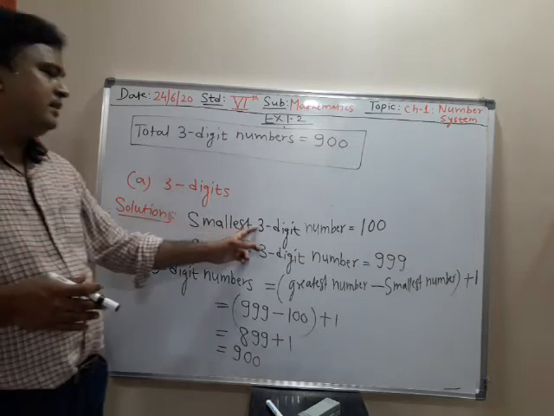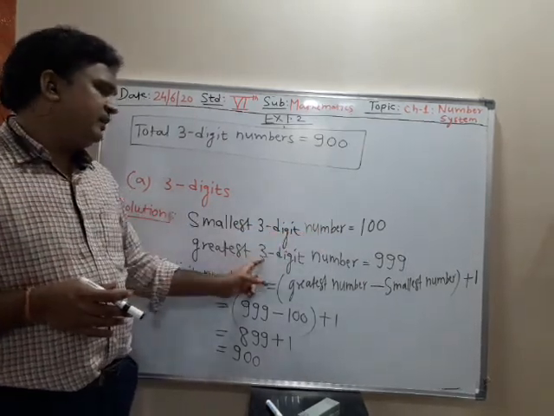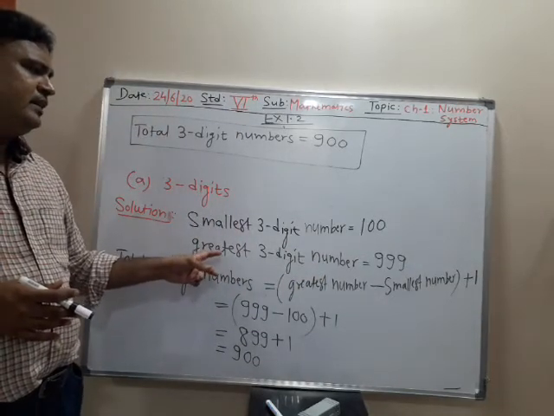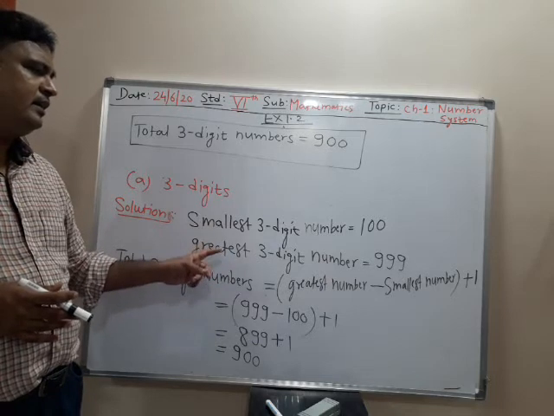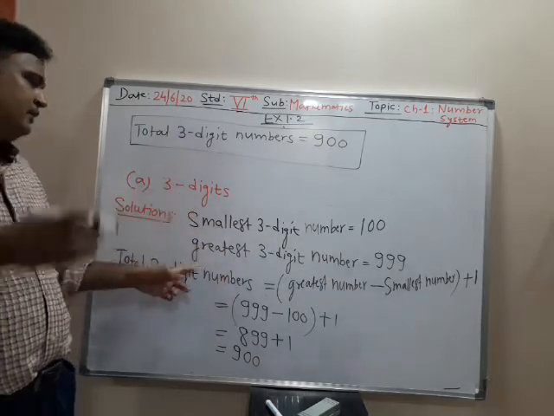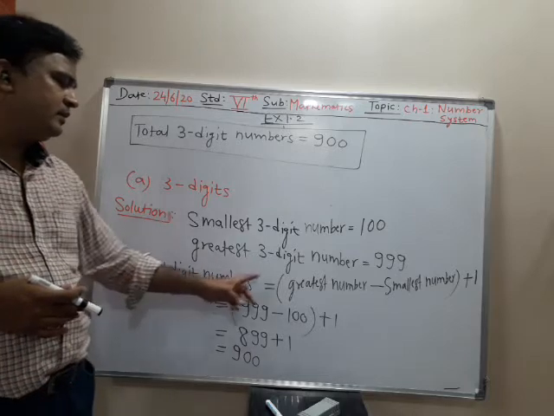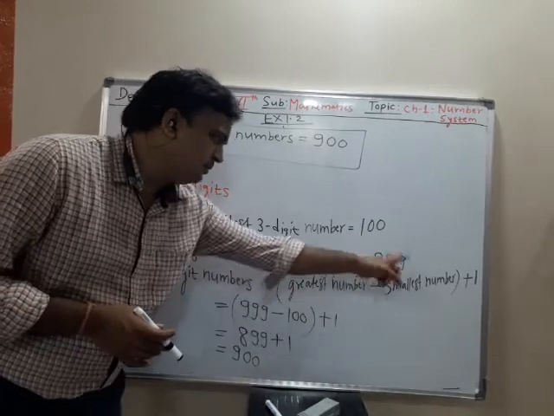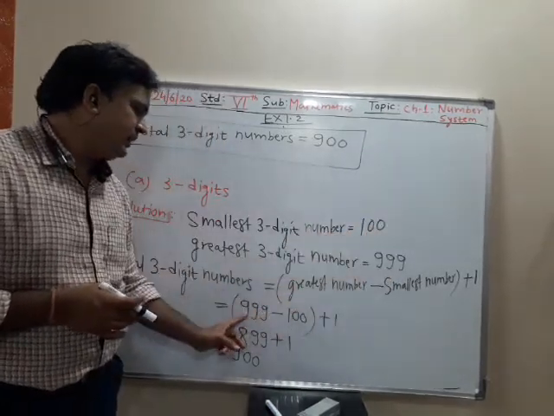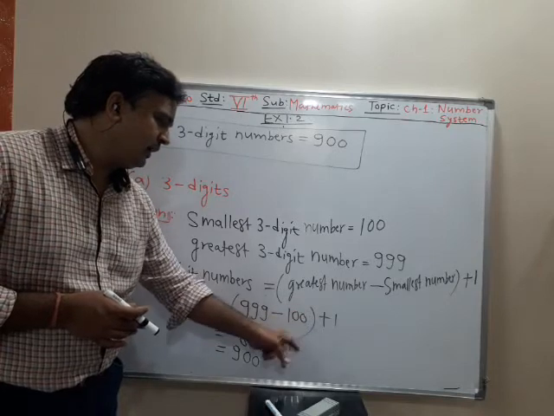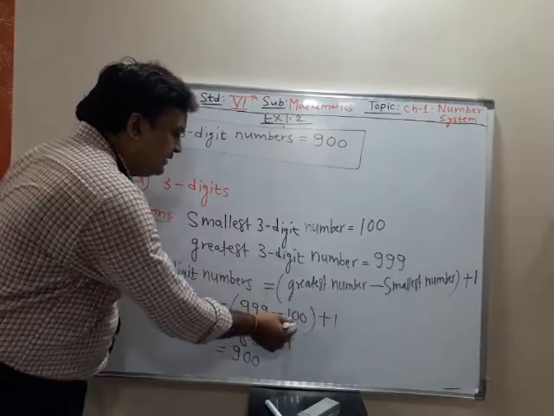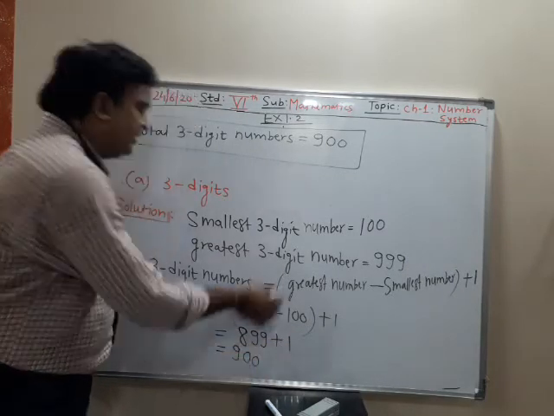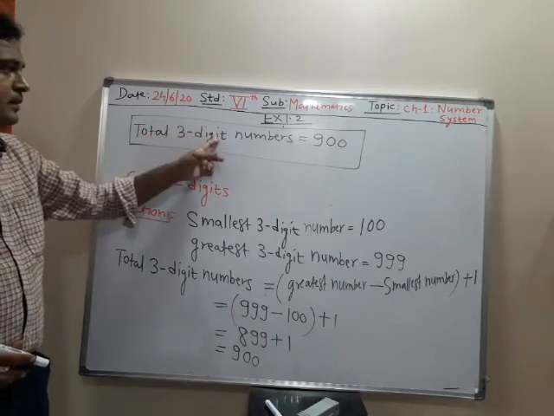The smallest 3-digit number is 100. The greatest 3-digit number is 999. Between 100 and 999, including both, how many such numbers are there? The formula is greatest number minus smallest number, in brackets, plus 1. So 999 minus 100, plus 1. 999 minus 100 is 899, and 899 plus 1 is 900. So total 3-digit numbers are 900.